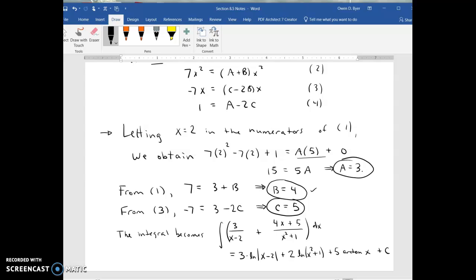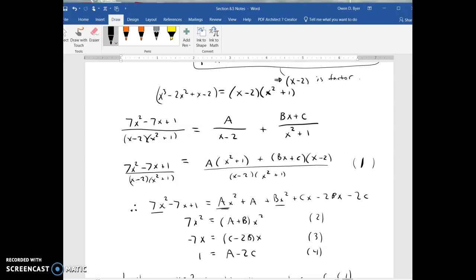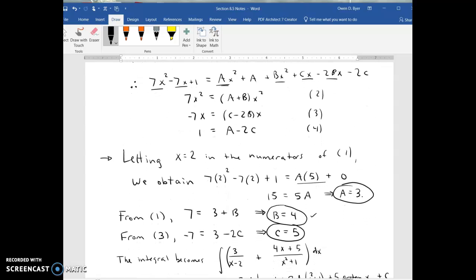Similarly, from the third equation, -7x equals C minus 2B times x. You can go up there and look by equating the linear terms. Here we have Cx minus 2Bx, and there we had a -7x. So -7 equals 3 minus 2C. I put the 3 in for B.